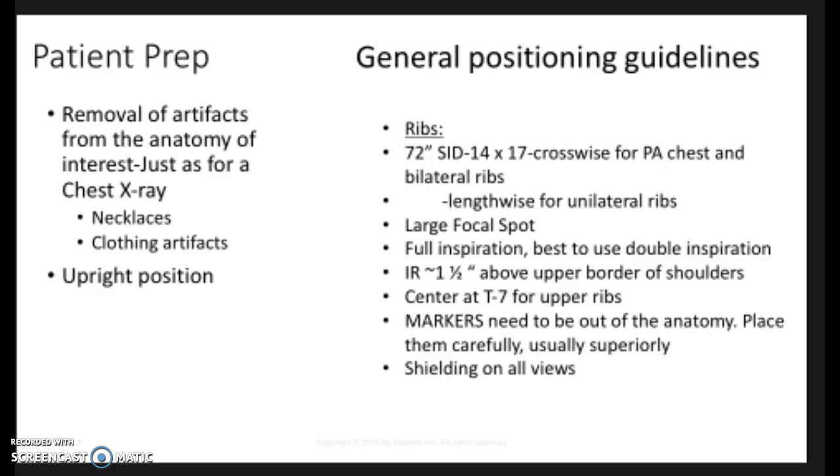Your image receptor is going to be about 1.5 inches above the border of the shoulders. Center at T7, just like for chest x-ray on the upper ribs. And your markers need to be out of the way. I don't want them superimposed over any anatomy, so you have to be really careful where you put the marker. Just make sure it's usually up and out to the side. If you're doing the lower ribs, you might think about putting it lower, but for the upper ribs, you want it up and out of the way. Shielding all of your patients for the ribs.